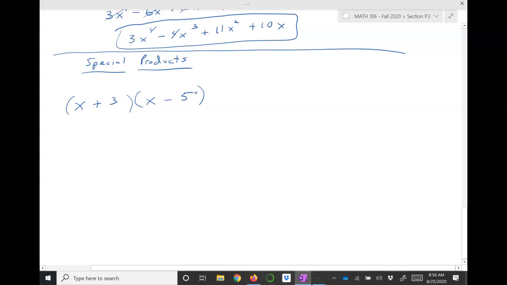Right? What did you use? Use some mnemonic. What is it? FOIL, right?